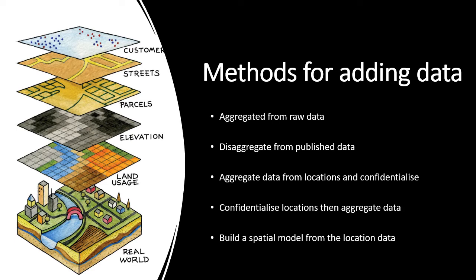The fourth method is to confidentialize the locations and then aggregate the data. This is quite efficient because we only need to do confidentiality once, and confidentiality can just mean swapping records and/or adding some noise to that. The last one is to build a spatial model from the location data. It's something we do in environmental information all the time. You're not getting population counts, you're creating estimates for each grid cell though.